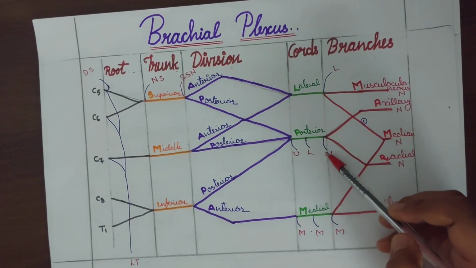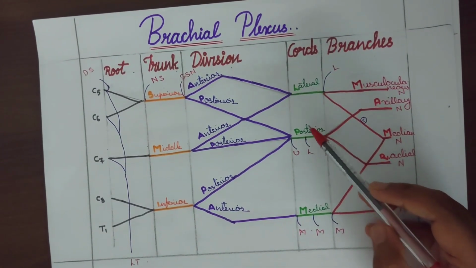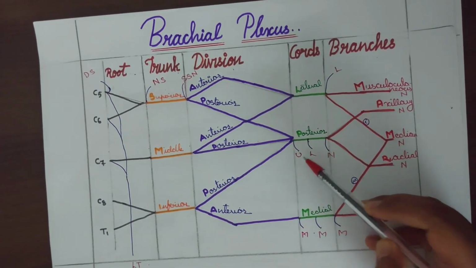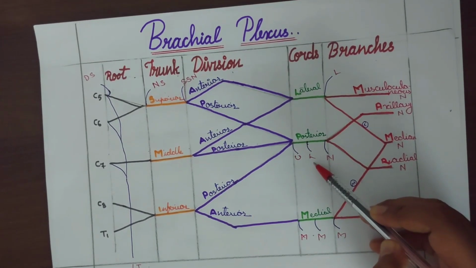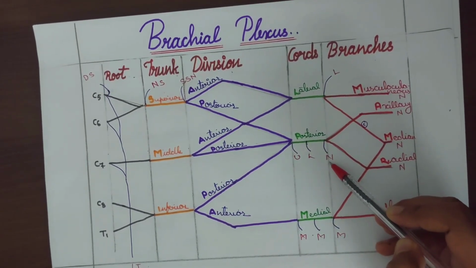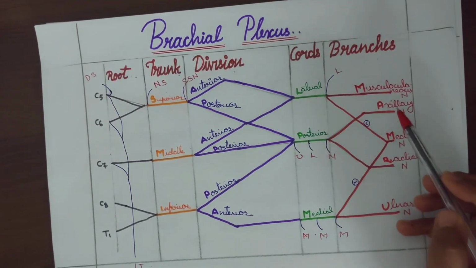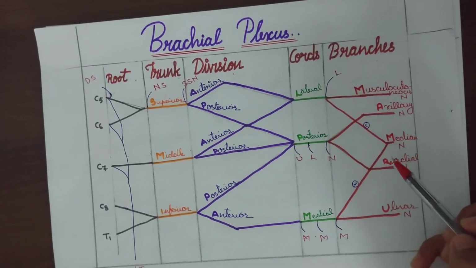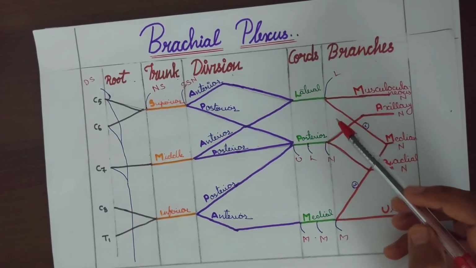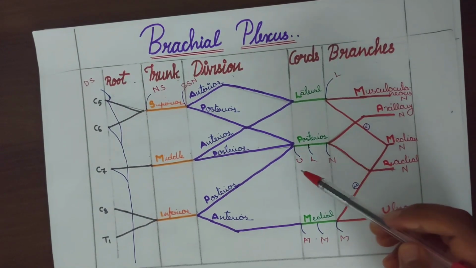Next we will see the branches which arise from the posterior cord. The branches which arise from the posterior cord are the upper subscapular nerve, the lower subscapular nerve, the nerve to latissimus dorsi, the axillary nerve and the radial nerve. Here you can use the mnemonic of ulnar, that is UL.